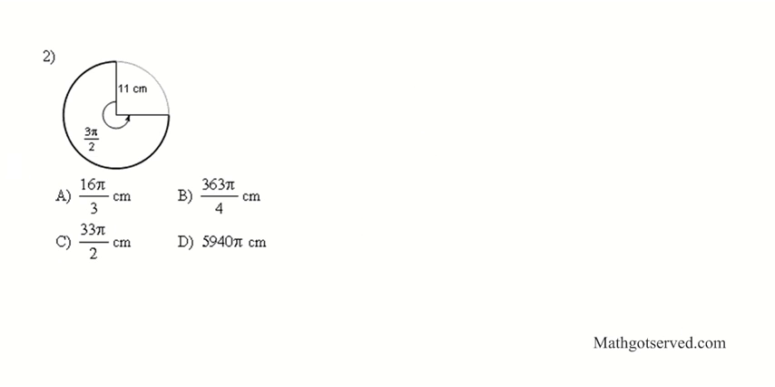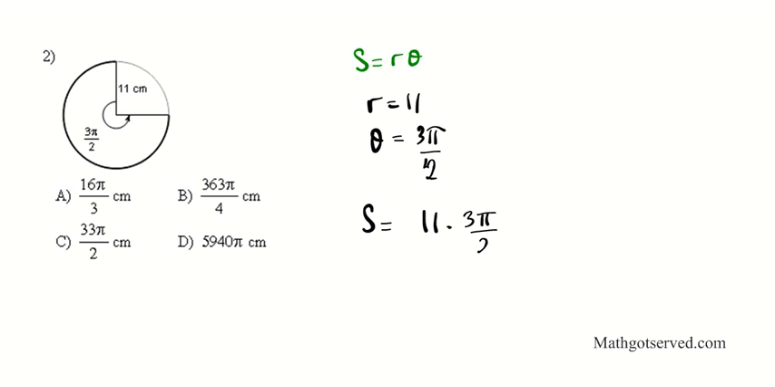All right, let's take a look at question number 2. This looks like 3/4 of a circle. We're going to use the same formula. S is equal to r theta. So in this case, r is 11, and theta is already in radians, which is 3 pi over 2, which is excellent. So let's go ahead and find the arc length. So S is going to be r, which is 11, times theta, which is 3 pi over 2, okay? All right, put this over 1, we're going to cross multiply. We're going to have 33 pi over 2 centimeters as our arc length, okay? So the answer is C.